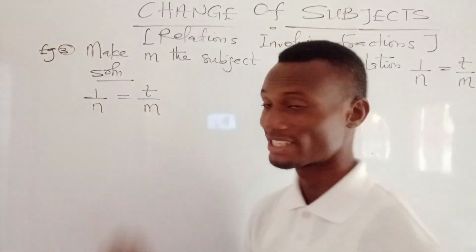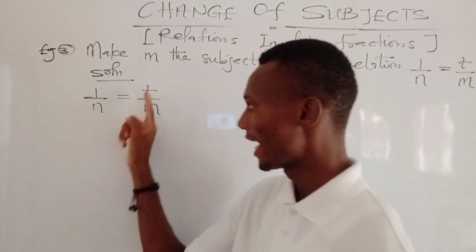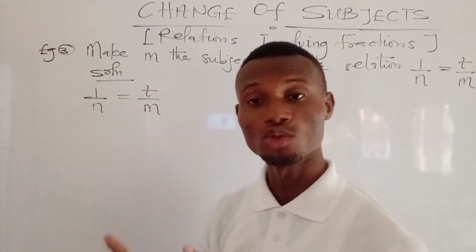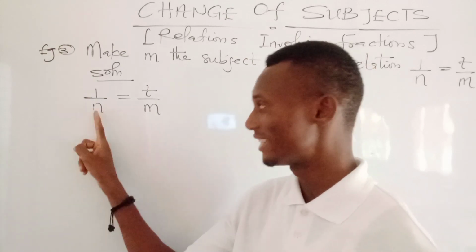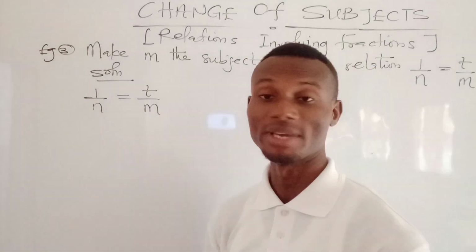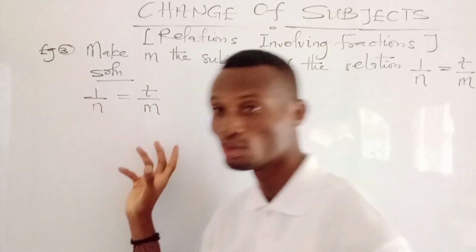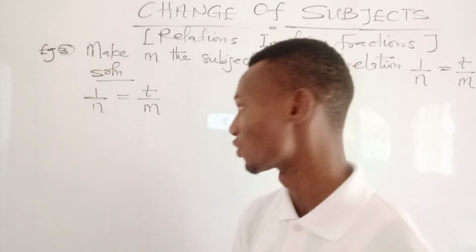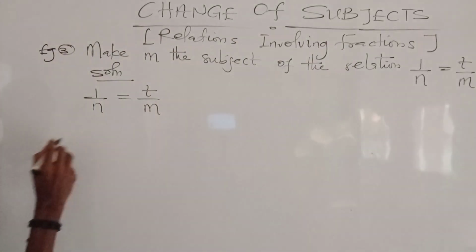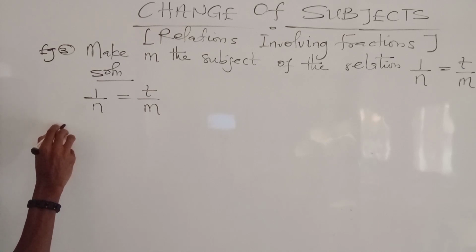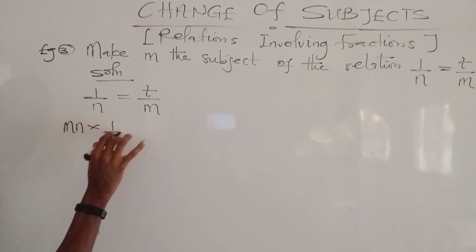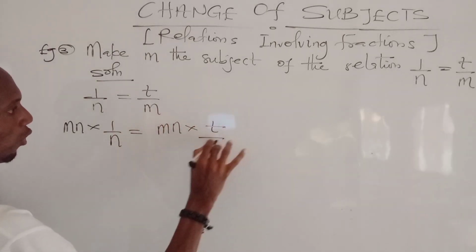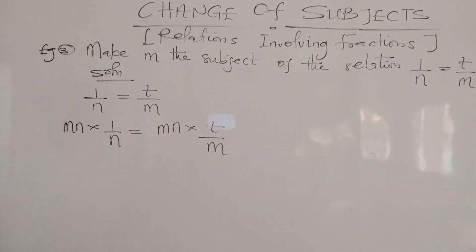So looking at the fractions here, I have 1 over n and I have t over m. The denominators are n and m, so for me to get the LCM, it is a multiplication of this n and the m, and that gives me mn. So we are going to multiply through the equation by the LCM, which is mn. I hope you agree with me up to this point. So let's go ahead and multiply through by the LCM, which is mn. So I'm going to get mn times 1 over n equals mn times t over m. I hope you understand up to this point.